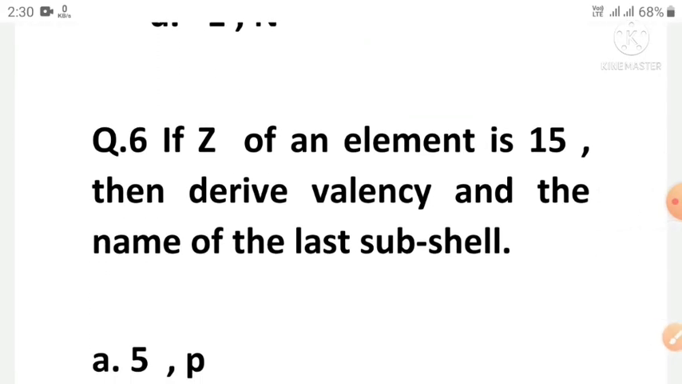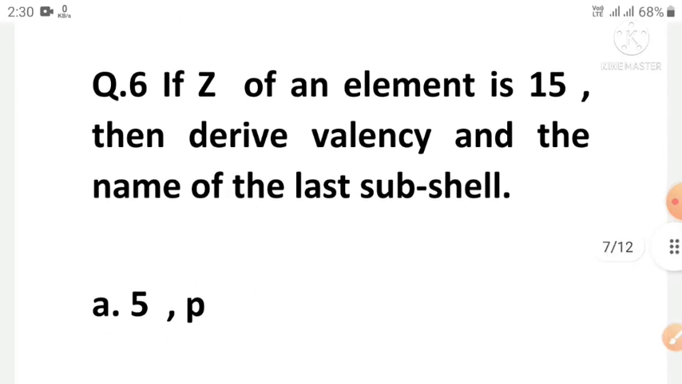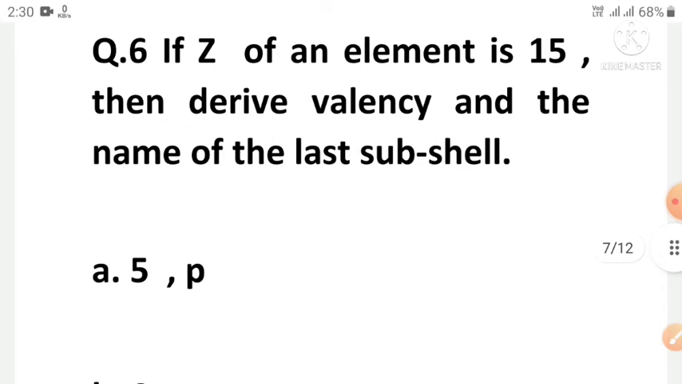If Z of an element is 15, then derive valency and name of last subcell. Here the question is given. Clearly Z of the element is 15, and first we have to derive valence electron, then derive valency, and the last subcell you have to derive.